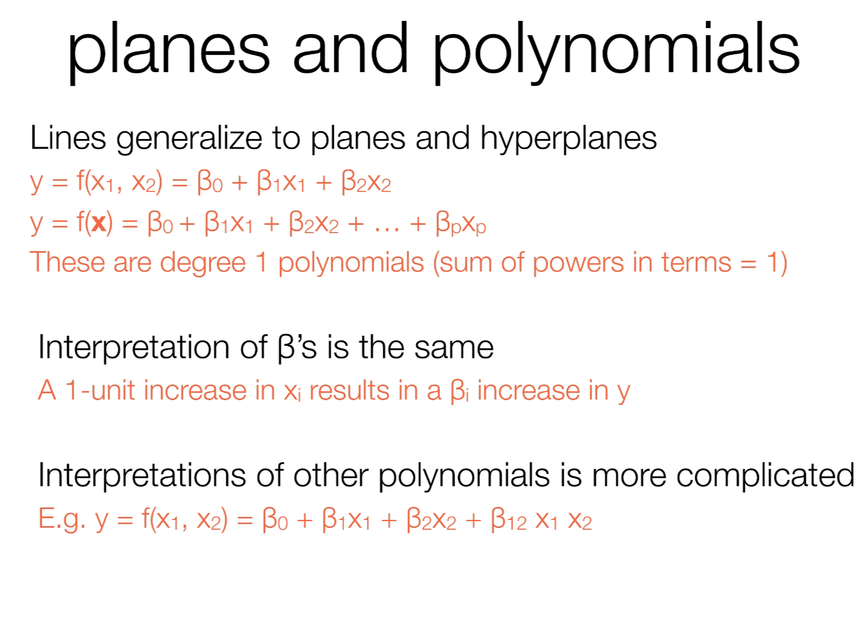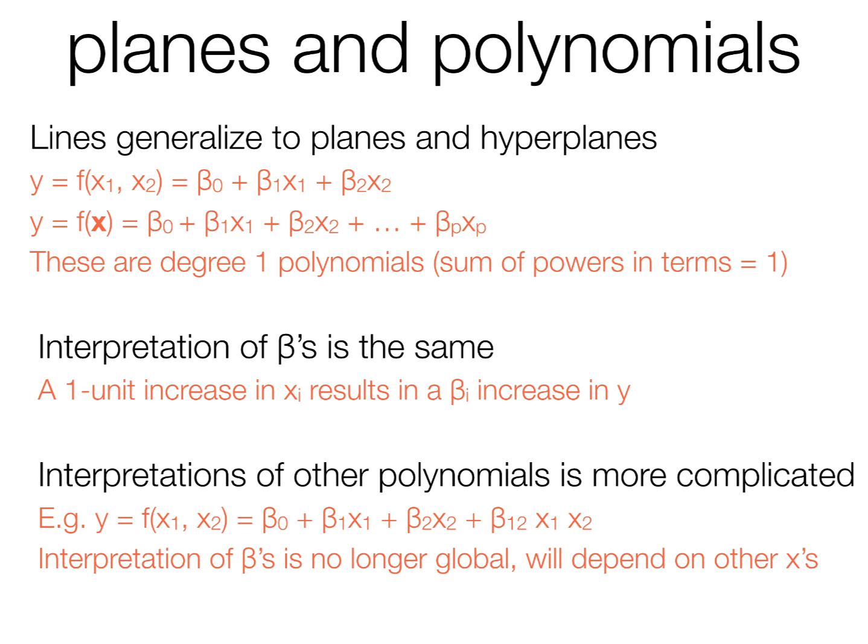And if they're opposite signed, it's going to be negative. These interaction terms are usually thought of as having some joint effect, and the interaction term itself in that product is what's actually mathematically manifesting as that joint effect. The interpretation of the betas, of course, is no longer global, as it will depend on the other x's.